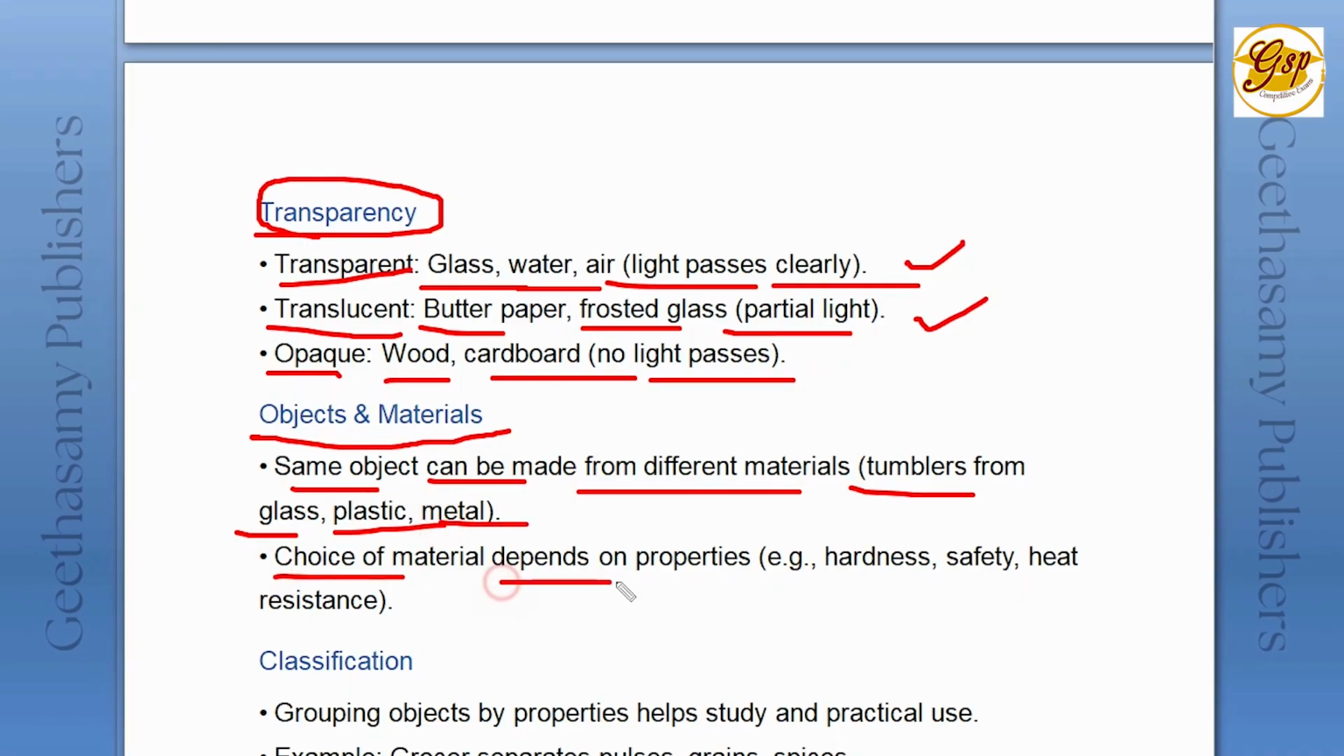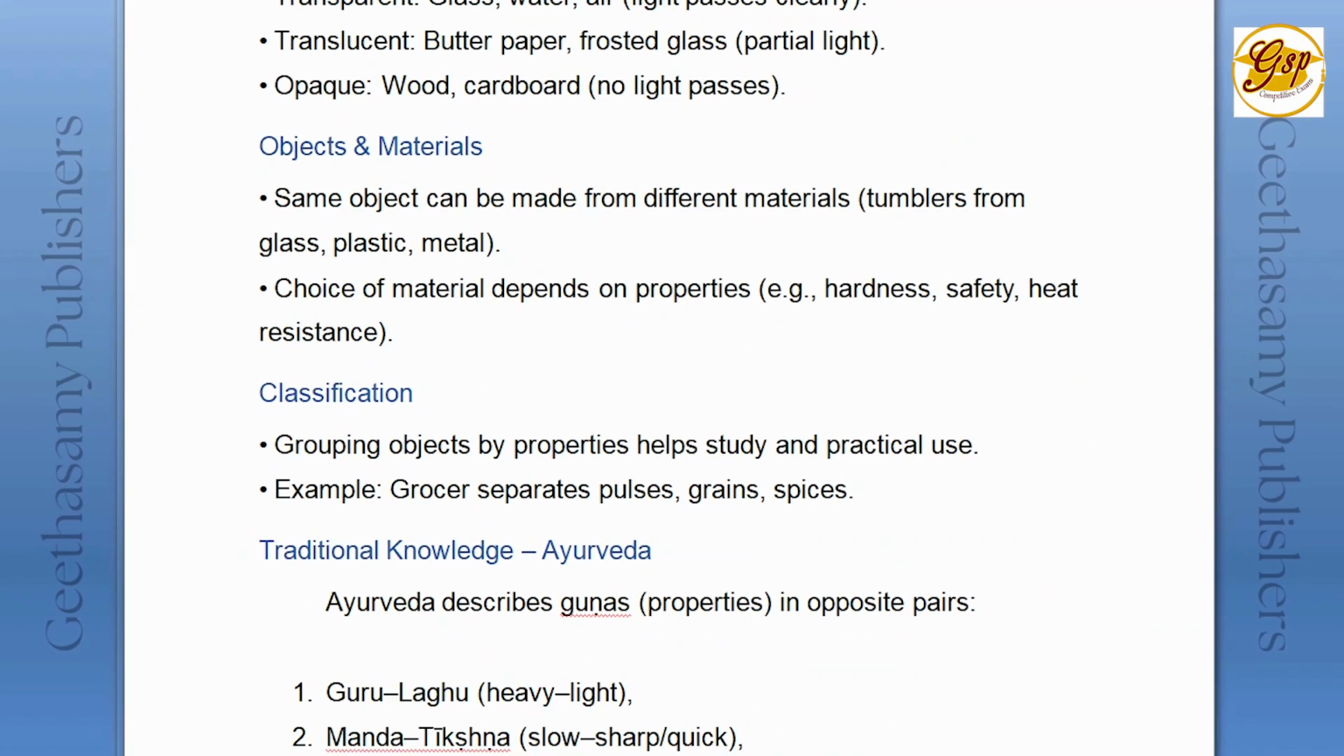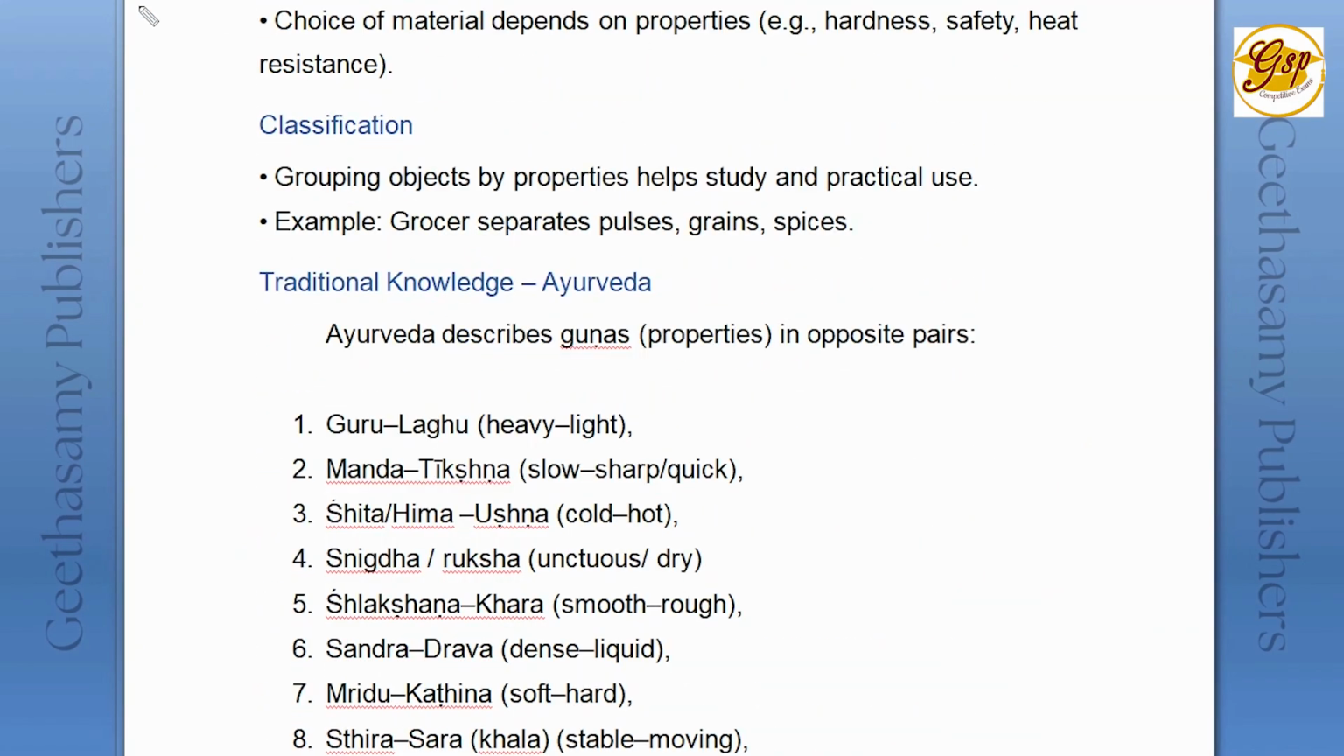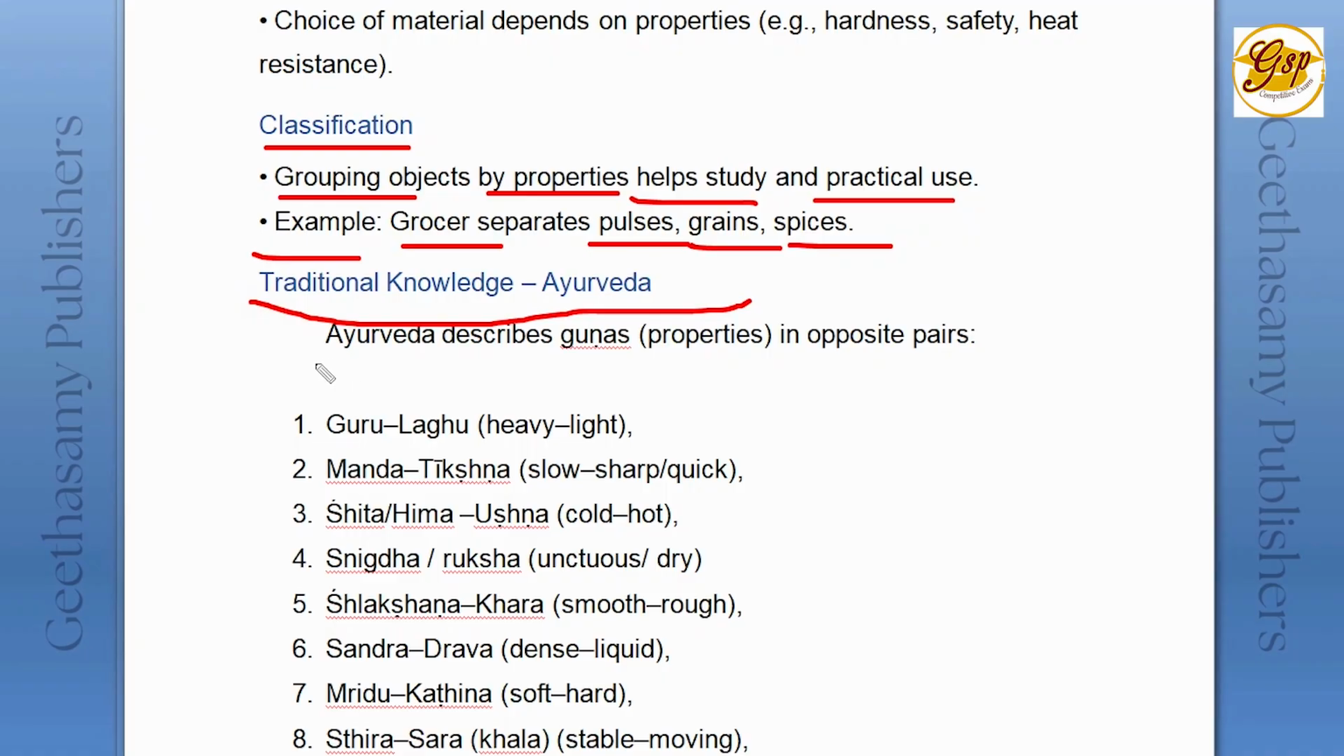The choice of material depends on properties, that is hardness, safety, heat resistance. Right? Then further we have classification. Grouping of objects by properties helps study and practical use. For example, a grocer separates pulses, grains, spices. Then traditional knowledge: Ayurveda describes gunas, properties, and opposite pairs.